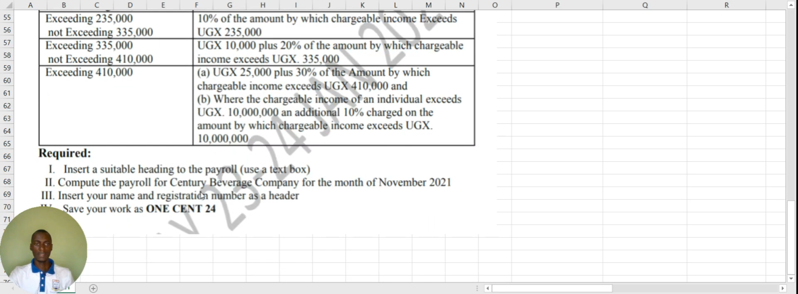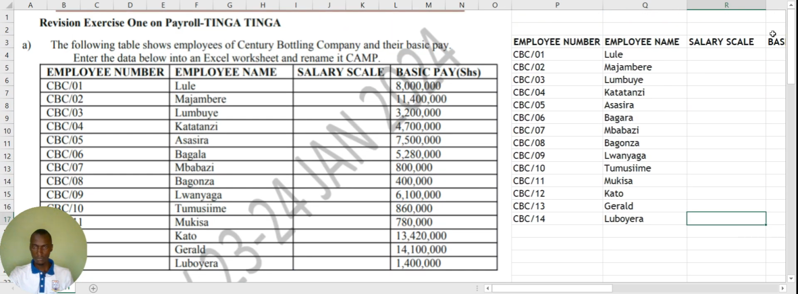Then what else is required? Insert a suitable heading to the payroll. Use a text box. Complete the payroll for Century Beverage Company for the month of November 2021. Insert your name and register number as the header. Save your work as 1 cent 24. Okay, I'm going to focus on how to come up with this payroll statement based on the instructions.